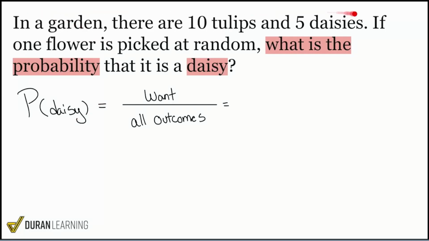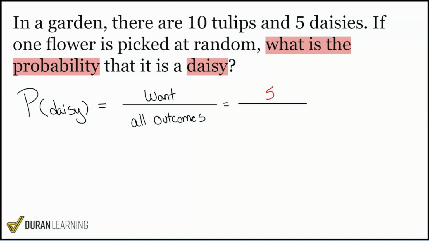When we read the actual context, it says, in a garden, there are 10 tulips and 5 daisies. So my party people, how many daisies are there to pick from? Correct, right here. We see clearly that we have 5 daisies that we can choose from and satisfy what we're looking for. So let me draw another bar here so we have a fraction, and I'll write the number 5. Because again, there are 5 daisies.